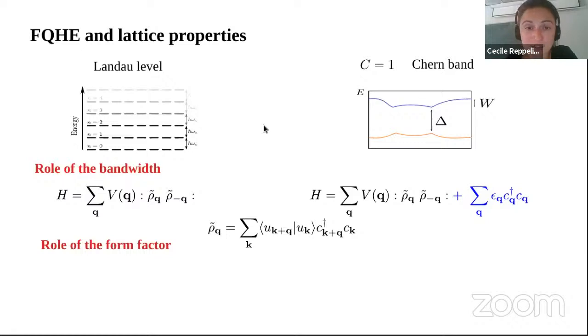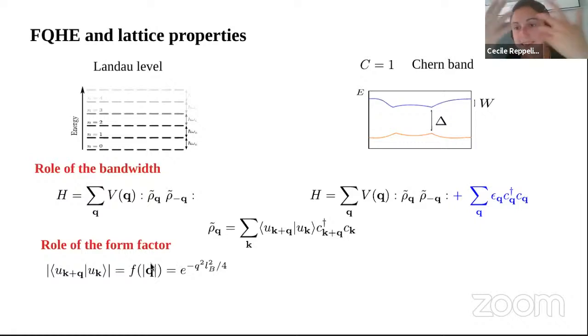So what's the role of the form factor? If I write it down in the Landau level case, what I can see quite easily, after replacing these u_k with the Landau orbitals, is that this does not depend on k. This is a quantity that only depends on q, the distance in k-space between the two wave functions, but it's something that doesn't change in k-space.